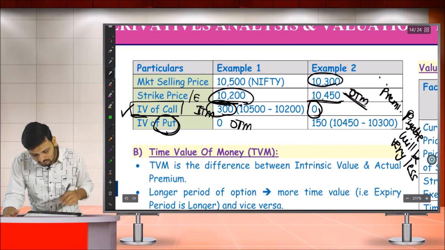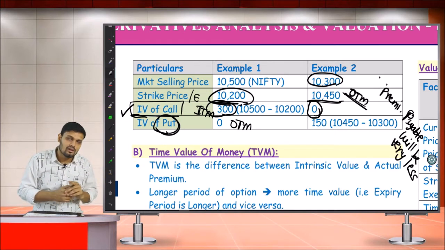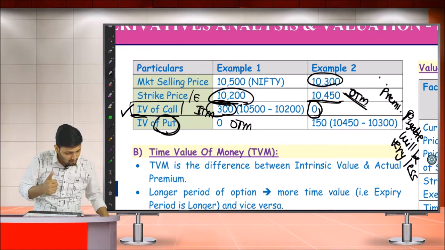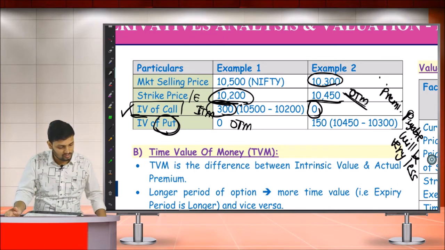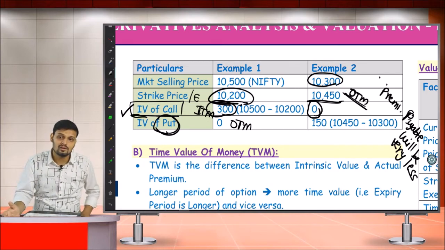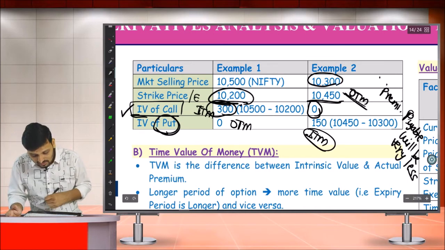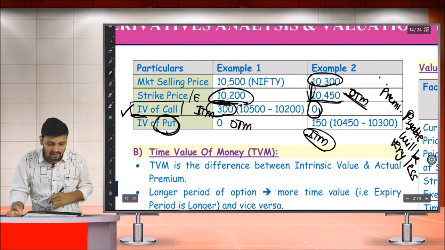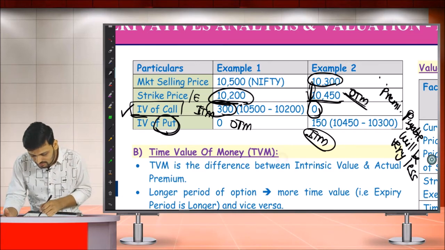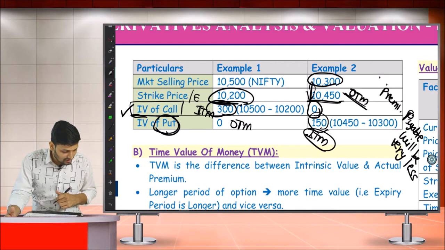But for put option, you can sell it in the market for 10,300. You want the right to sell at 10,450. That means this is in the money, right? Hence, in the money, in these cases, the difference between market selling price and strike price is the intrinsic value. Guys, just give me a thumbs up if you are able to understand this intrinsic value.